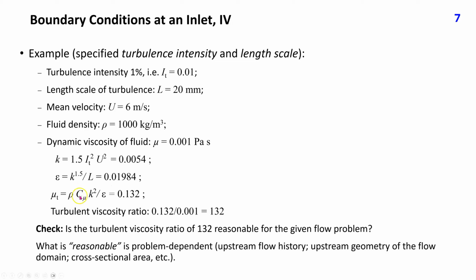From estimates of k and epsilon, we can compute the turbulent viscosity. Mu T equals density times C mu times k squared divided by epsilon equals 0.132. This leads to a turbulent viscosity ratio of 0.132 divided by 0.001 equals 132. We need to check whether the turbulent viscosity ratio of 132 is reasonable for the given flow problem. What is reasonable is problem dependent, related to upstream flow history, upstream geometry of the flow domain, cross-sectional area, etc.